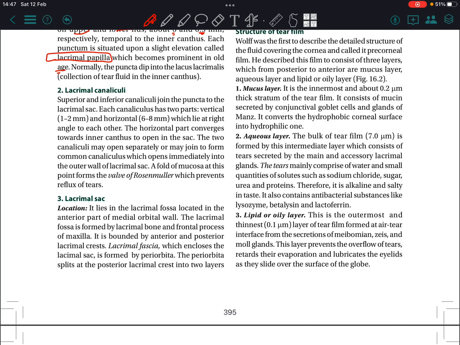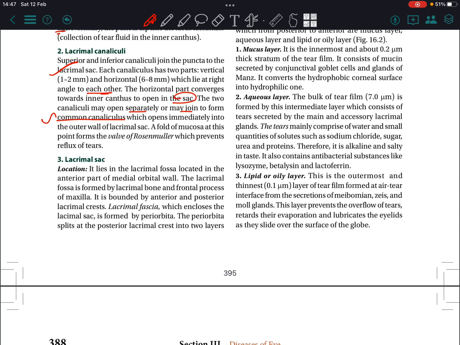Lacrimal canaliculi. The superior and inferior canaliculi join the puncta to the lacrimal sac. Each canaliculus has two parts, vertical and horizontal, which lie at right angles to each other. The horizontal part converges towards the inner canthus to open in the sac, and the two canaliculi may open separately or may join to form a common canaliculus, which opens into the outer wall of the lacrimal sac. A fold of mucosa at this point forms the valve of Rosenmuller, which prevents reflux of tears.